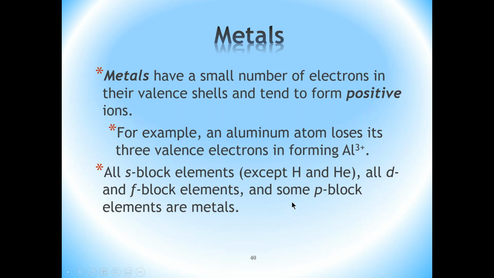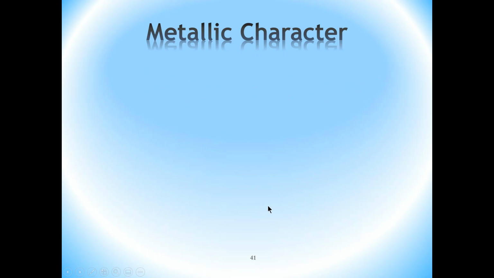And if you look at the periodic table, you see that the vast majority of elements in the periodic table are metals anyway. In fact, as far as the non-metals are concerned, they only exist in the P block and the S block of the periodic table.